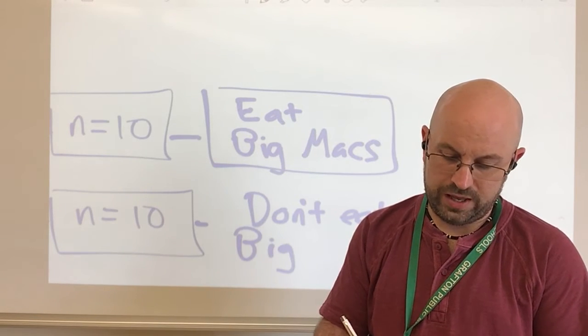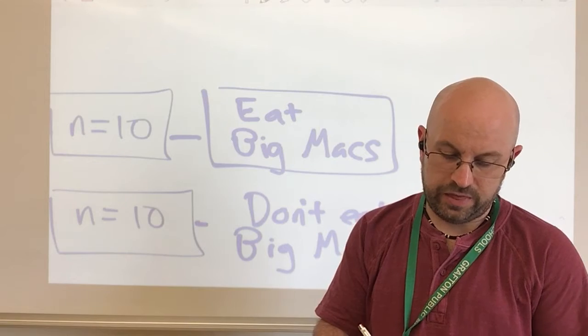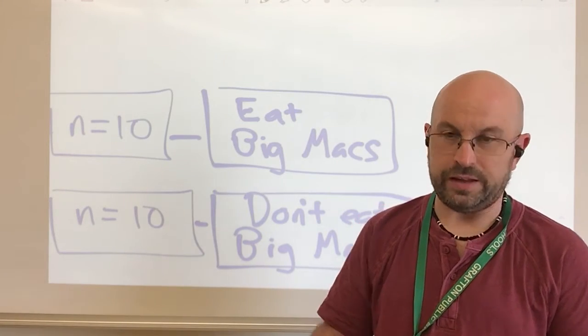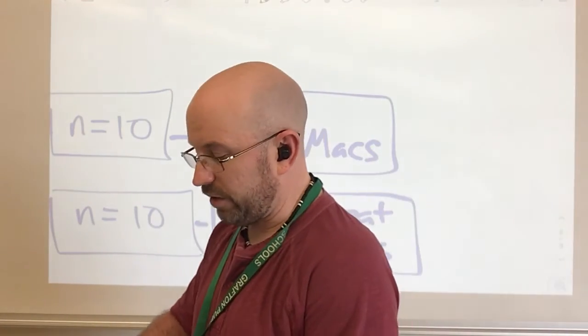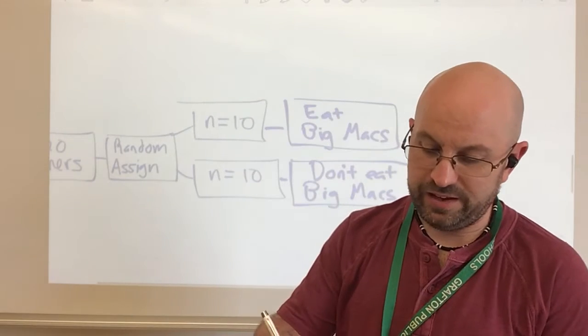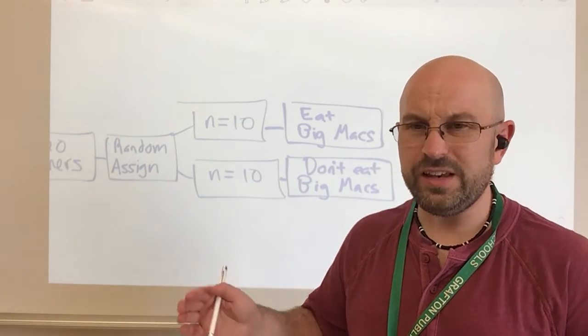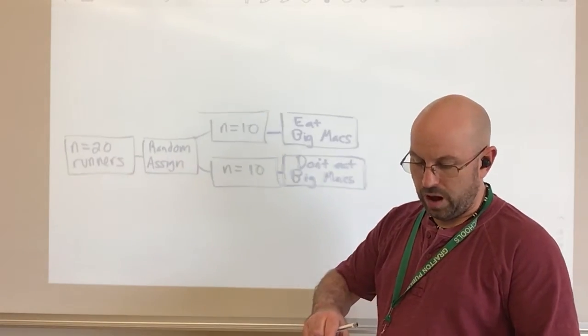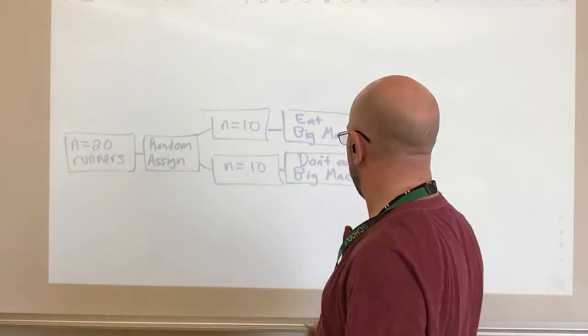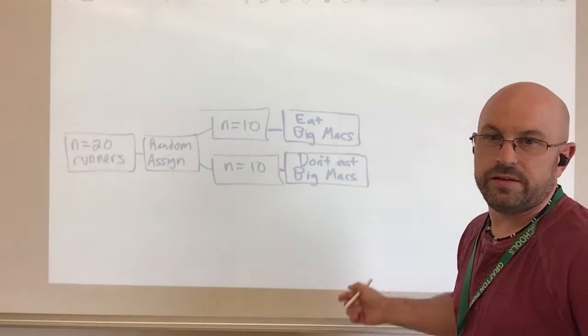Now, you notice how I'm breaking everything down here. The thing with a block design is you're accounting for variables and you're accounting for random assignment. It's a nice, easy way to be able to analyze your experiment after the fact and be able to see where these results come from. All right, so I've assigned 10 to eat Big Macs, 10 to not eat Big Macs.